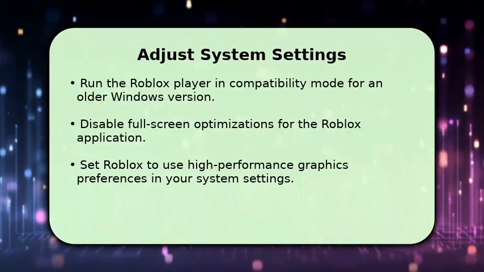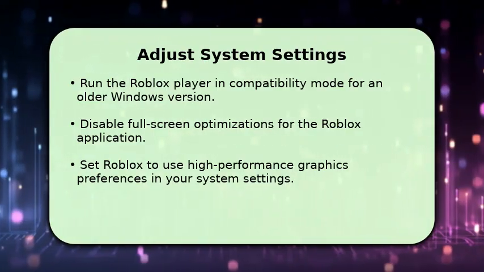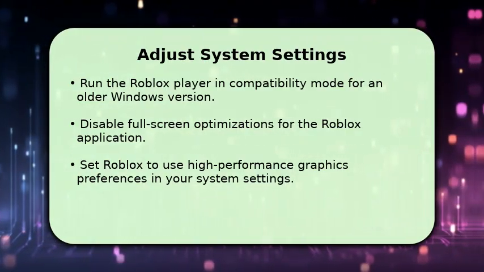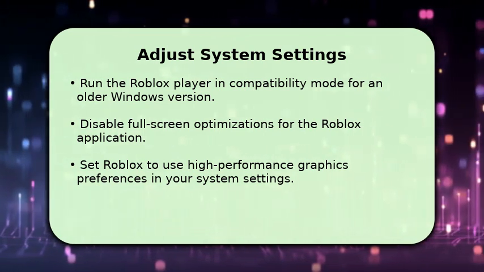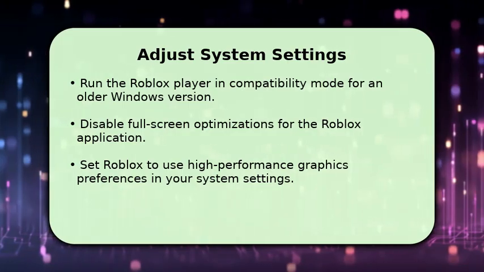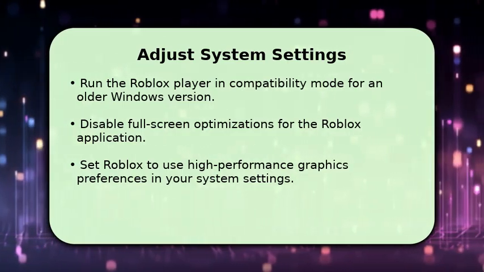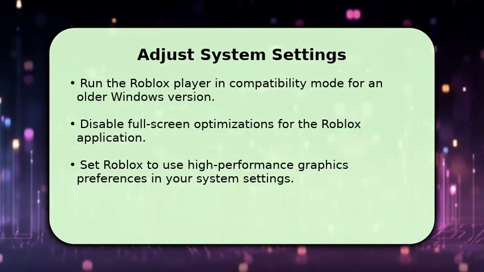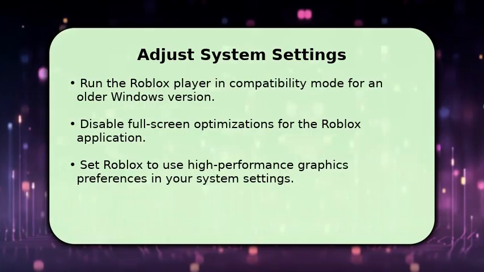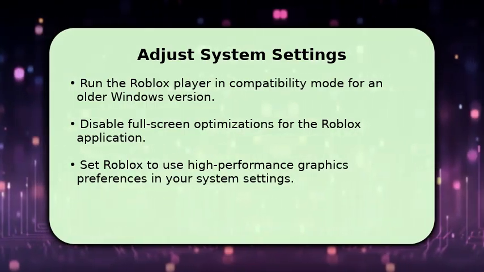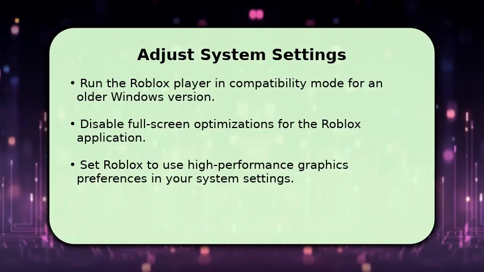Sometimes, adjusting compatibility settings can resolve the white screen. Right-click the Roblox player, go to Properties, and set it to run in compatibility mode for an older Windows version, like Windows 8. Also, disable full-screen optimizations and ensure it runs as an administrator. These adjustments can help Roblox function better with your system's display settings, potentially resolving visual glitches.